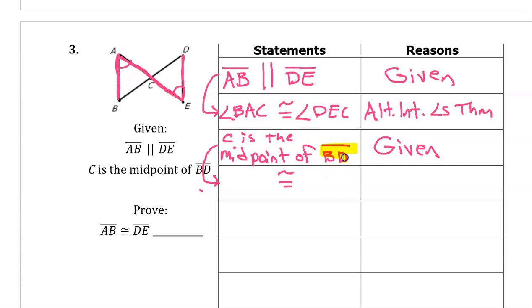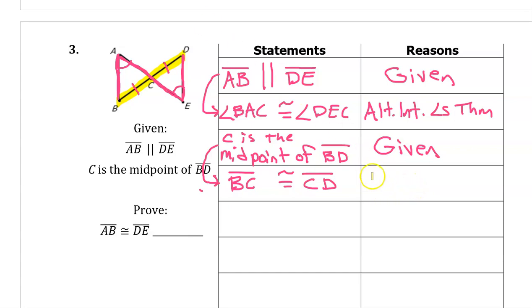So I really need you to focus on the BD. In fact, here is segment BD right here. If C is the midpoint of that, that means that segment BC is congruent to segment CD. So segment BC is congruent to segment CD. Now, what's the reason going to be?